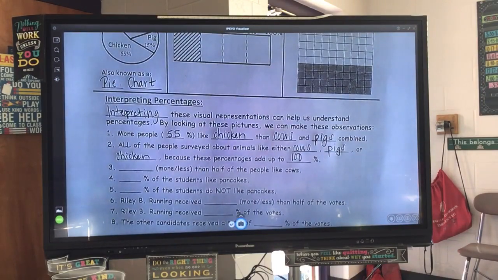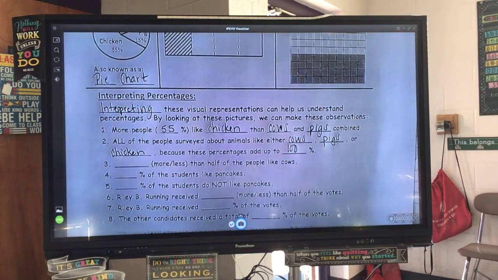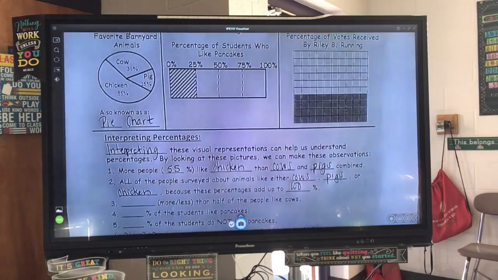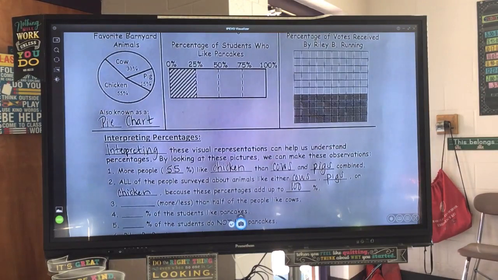Alright, so what do you think? More or less than half of the people like cows? So stand up if you think more. Looking at your pie chart, stand up if you think more than half. Okay? Stand up if you think less than half.